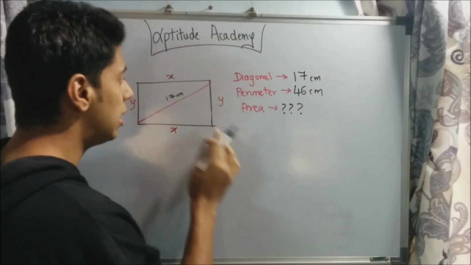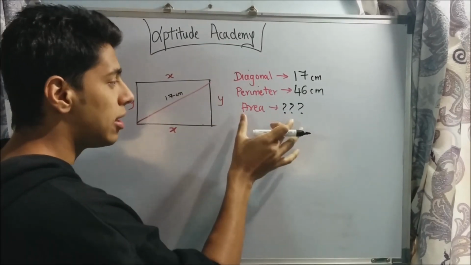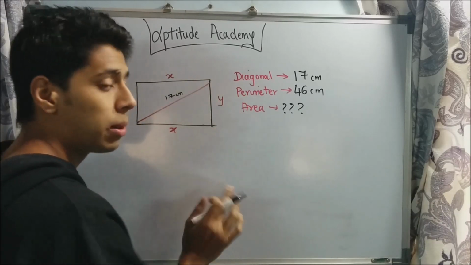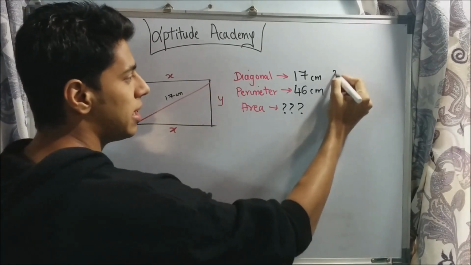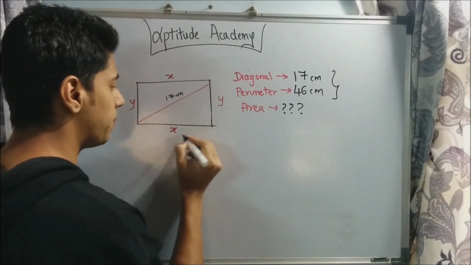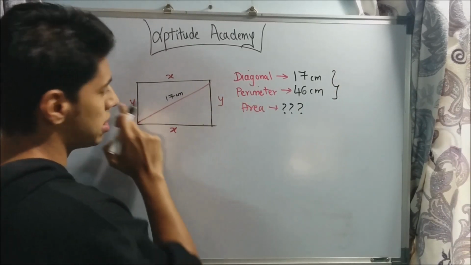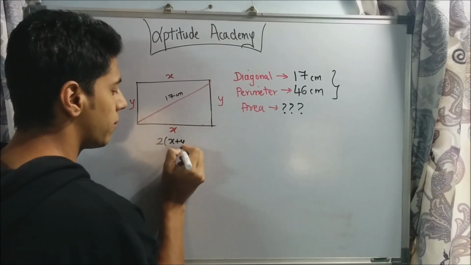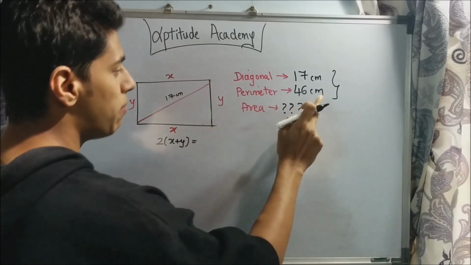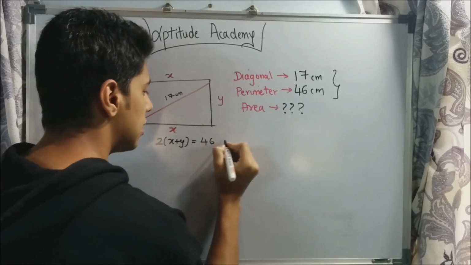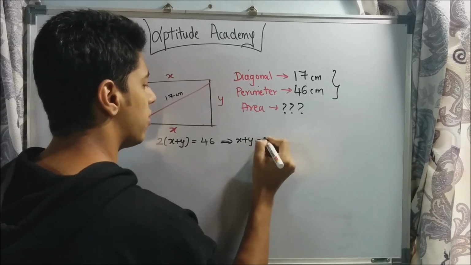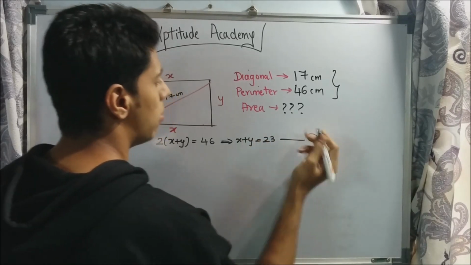Now what is the perimeter? It is the sum of all the sides, alright? Now the area of a rectangle is given as length into breadth. Here it is x into y, but we don't know the values of x and y. That's why they've given us these two quantities. Now what is the perimeter? It is x plus y plus x plus y. That's the sum of all the sides. So we can write the perimeter as 2 into x plus y. They've given us the value of the perimeter is 46. So we take this 2 here, so x plus y is 23. Let's keep this as equation number 1.